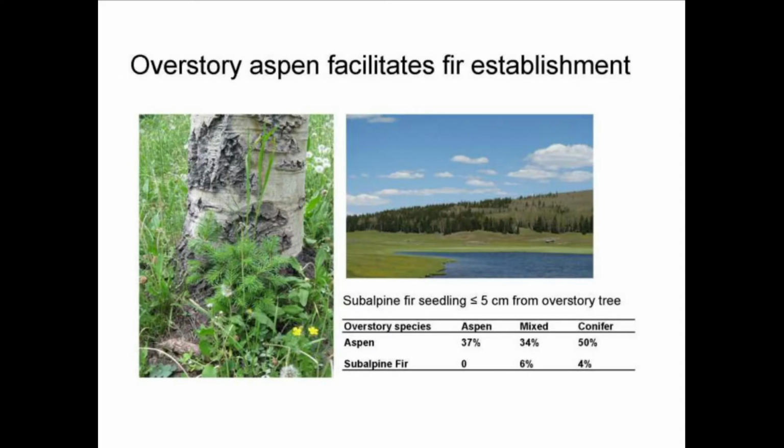And this is what we found in terms of establishment patterns. Okay, so this is subalpine fir seedlings that are equal to or less than 5 centimeters from an overstory tree, in each of the transition zones. Okay, the pure, the mixed, and then the pure again. And if we look at overstory aspen in each of these different zones, between 37 and 50% of the aspen trees had a subalpine fir establishing right next to it. And when we looked at the subalpine fir, it just wasn't the case. Very rarely did you find that was the case. And we're still doing the analysis, but we've done quadrat studies, and again, in the interspaces, there's just not a lot of establishment.